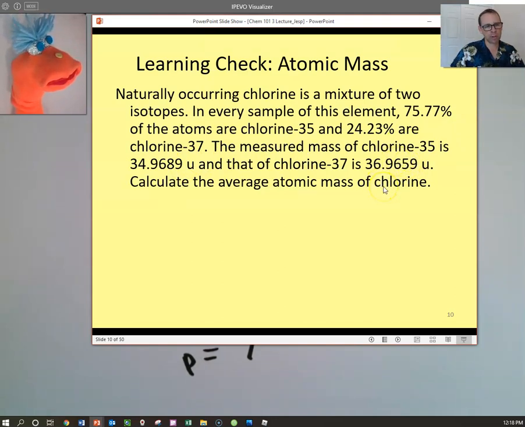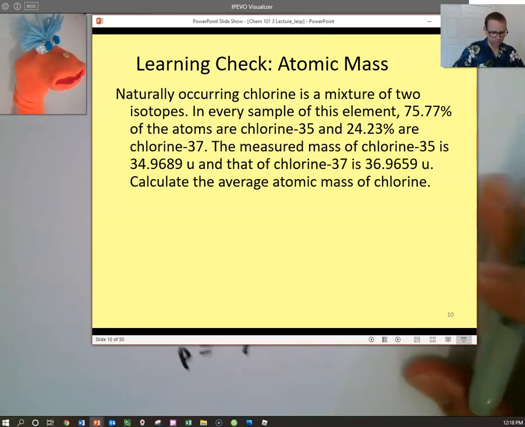Yeah, it says I just have two isotopes, but that doesn't mean half and half, or 50% are one and 50% of the other, right? Oh, yeah. So it's saying 75.77% are the chlorine 35. So I'm not really sure how to do this.